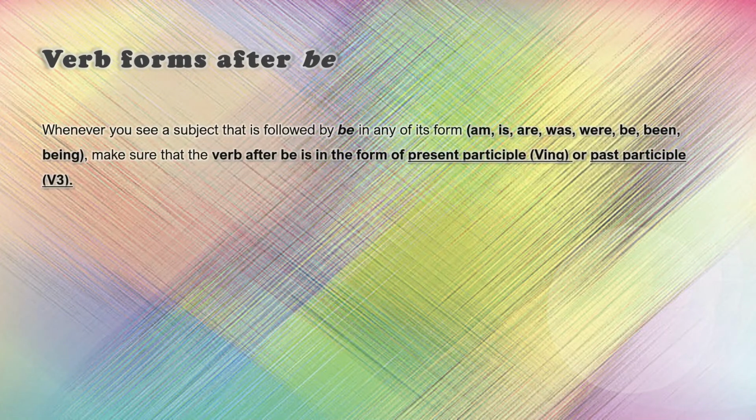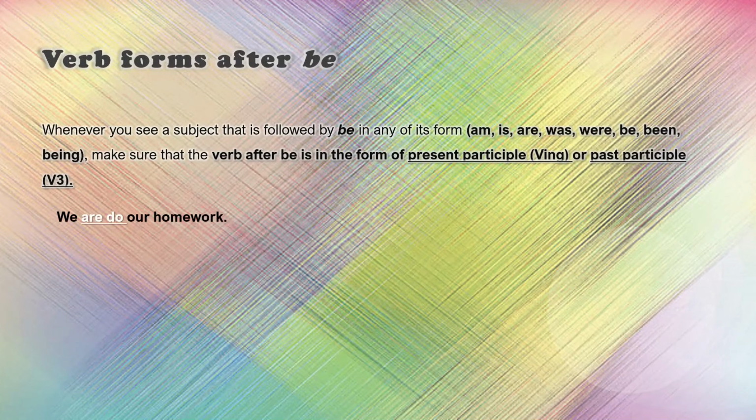And also, this one is the verb forms after be. Be or to be comes in several forms such as am, is, are, was, were, be, been, or being. Therefore, if you see any of these, make sure that the verb that follows it is in the form of present participle, verb ing, or past participle, verb 3. It has to be verb ing or verb 3 after be in any form.